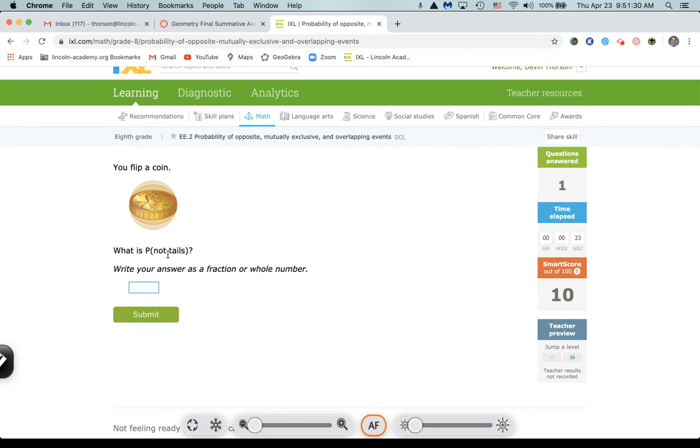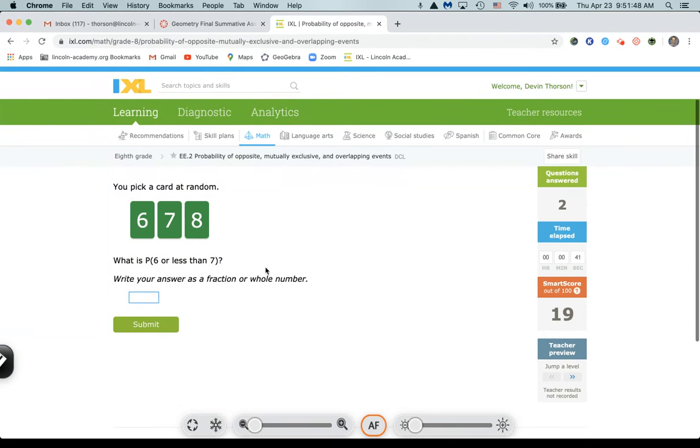Here, what's the probability of not a tails? Well, again, theoretically, we can either roll a heads or a tails. So how many outcomes are not a tails? Well, just the heads. So we have a 1 out of 2 or a 1/2 probability. We're asking what's not.